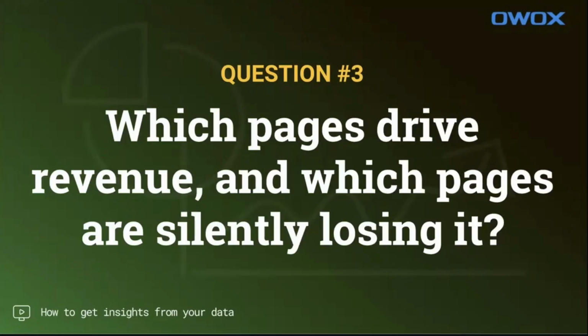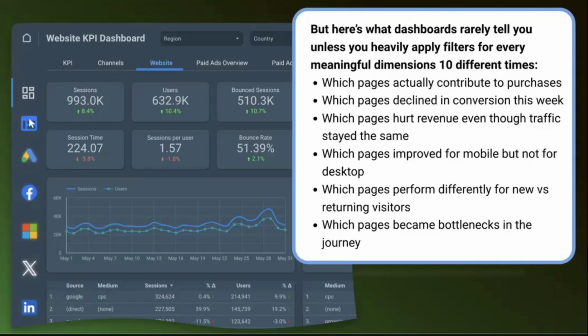Which pages drive revenue and which pages are losing it? Because most marketers look at page-level metrics like page views, sessions, time, and page bounce rate, but they rarely see the problems unless you really heavily apply filters for every meaningful dimension 10 different times across all different dates.